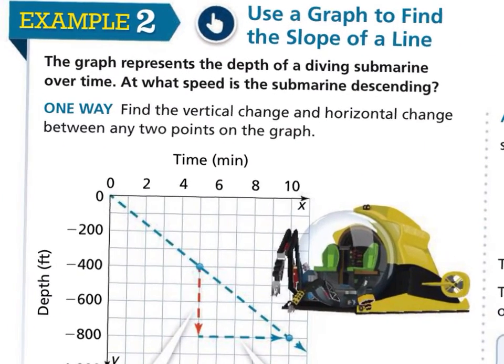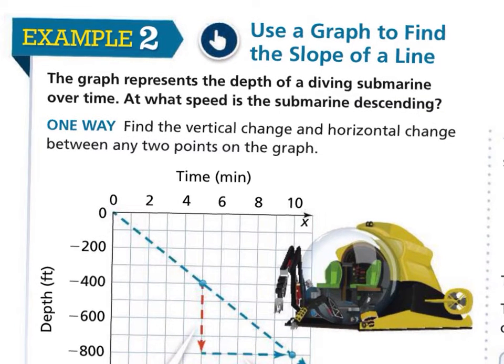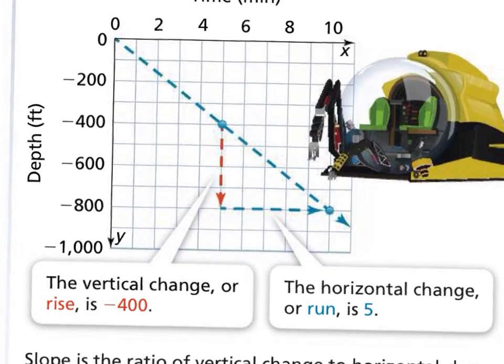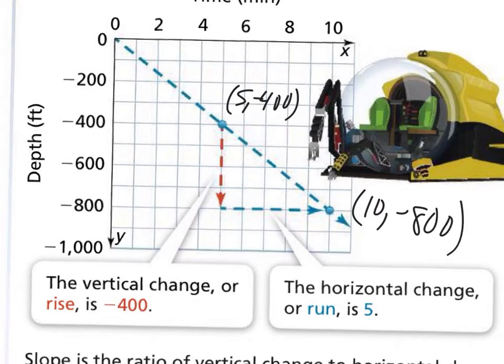Example 2, the graph represents the depth of a diving submarine over time. At what speed is the submarine descending? So if you look, they've got a couple points plotted out for us here. One of those points is 5, negative 400, and the other one is 10, negative 800.